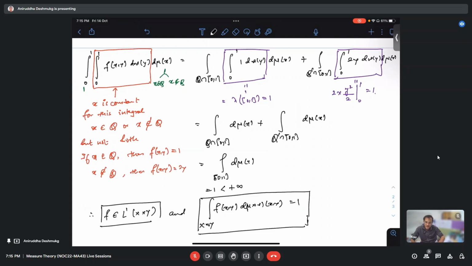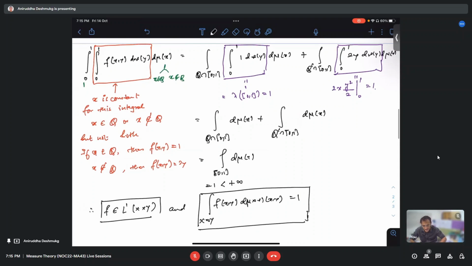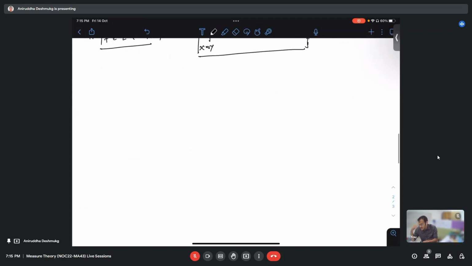Now one could have done the other way around also, integrating this first with respect to x, then with respect to y, and one expects that we get the same answer. So this was one of the very easy examples. Let us look at a difficult one, but a bit computational example.